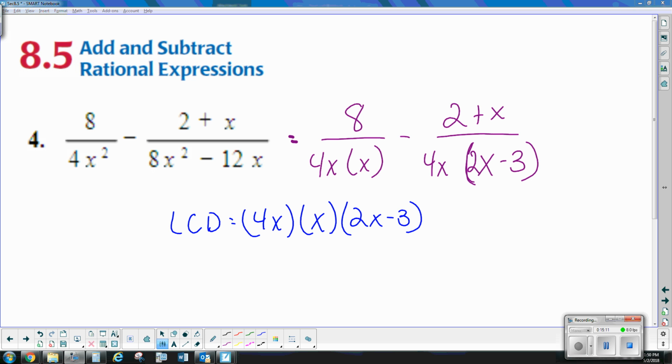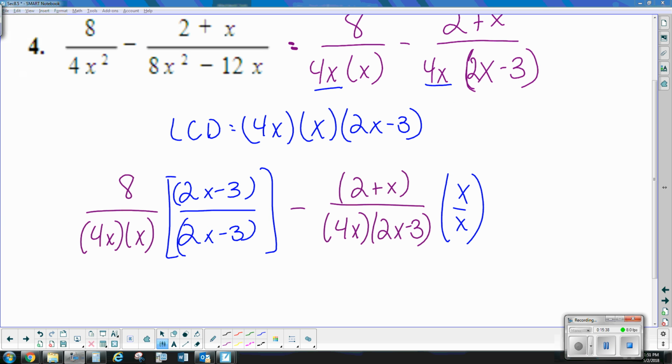So your first step is to find your least common denominator. You have to factor both denominators, and you're looking for any common factors in those denominators. So your first denominator is 4x times x. Your second denominator is 4x times 2x minus 3. So your least common denominator is the common one, which is 4x, and then the uncommon ones, x and 2x minus 3. So in order to get our least common denominator in the denominator of both of those terms, we need to multiply the first fraction by 2x minus 3 over 2x minus 3, and the second fraction by x over x. And then in both terms, we have our least common denominator.